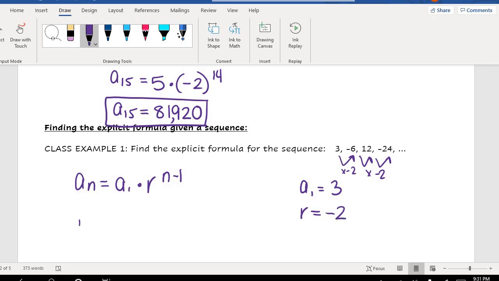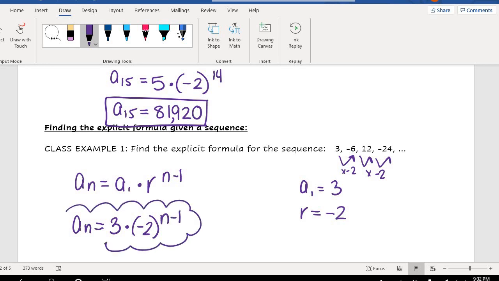Now all we have to do is substitute that in. So a sub n, which is any term, is going to be 3 times -2 to the n minus 1 power. And that's it. You leave it just like that. And then you can substitute in whatever number you need.